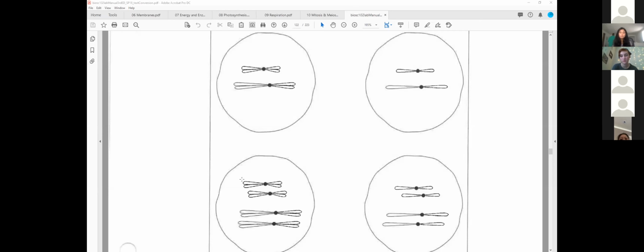The bottom left one has two big chromosomes and two little ones. That's why it's diploid. And the one on the bottom right has two big chromosomes and two little chromosomes, and that's why it is diploid. It does not matter if chromosomes are duplicated or unduplicated. That is an entirely different question than haploid versus diploid.